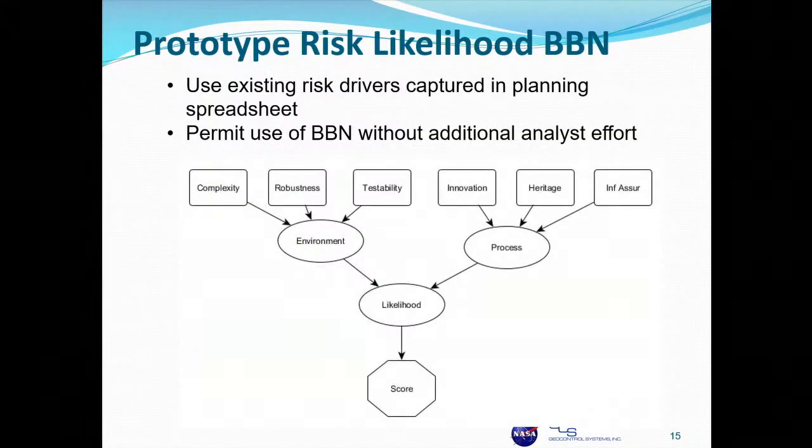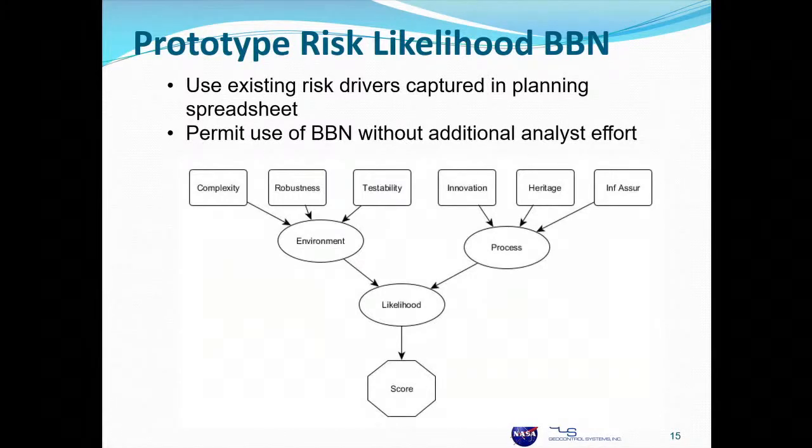So this is the prototype network, a diagram of the prototype network that we developed for the likelihood estimation. These two nodes are the two main categories, the environment and the process, and the six indicators are the inputs to those. Now the indicators can be a point value, or they can be a value with a tolerance. If you do that, then you can just use that as another random variable.